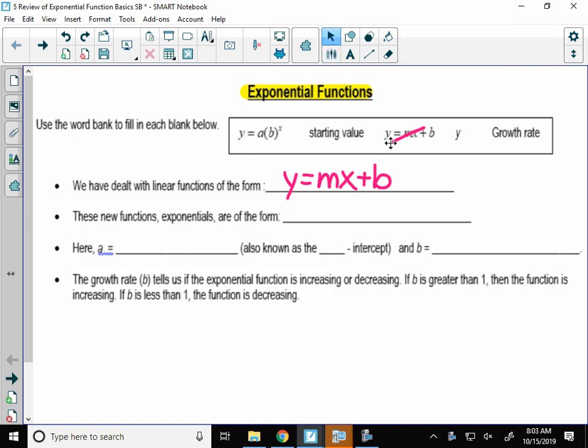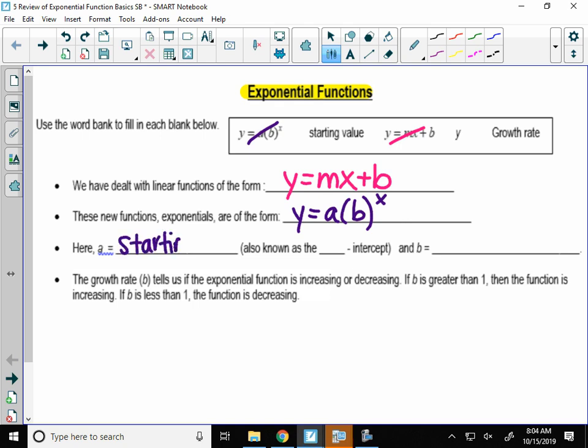And hopefully you remember from Algebra 1 that exponential functions are of the form y equals a times the quantity b to the x. Now the a and b, just like in y equals mx plus b, have a meaning. The a is what we call the starting value. That starting value is also known as the y-intercept, and b is called the growth rate.